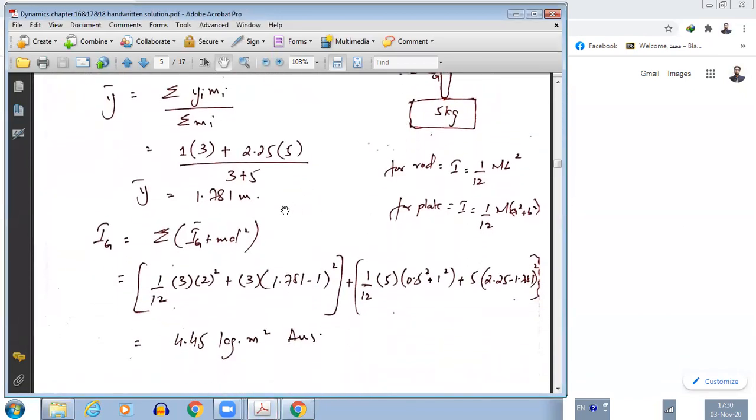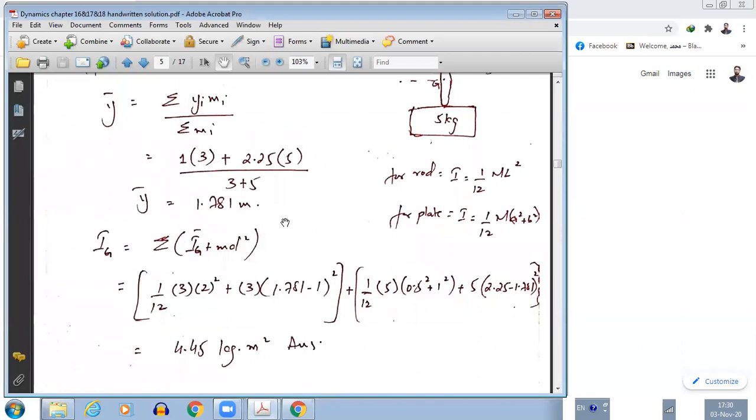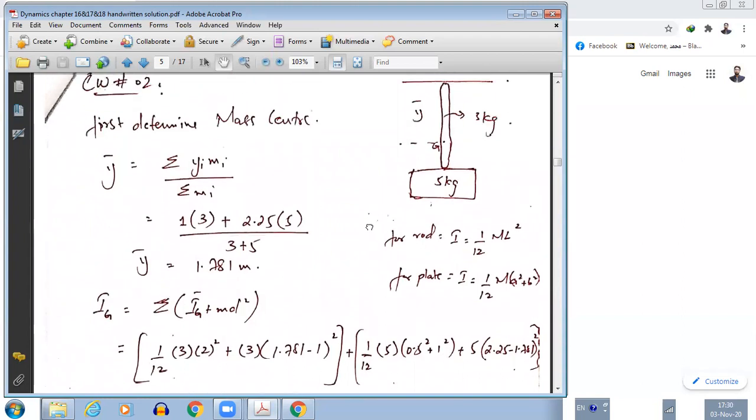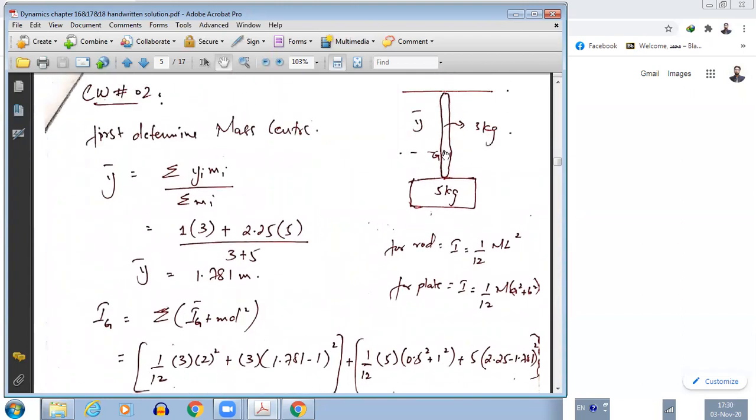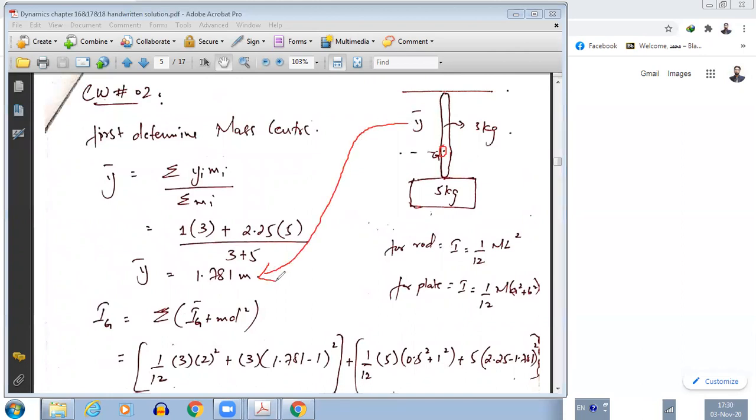Okay. So now I need to find IG, but this IG is through the center of the whole pendulum, this G. Now I know the exact location of G, because it is given by y bar, which I have just calculated, 1.781 meter.